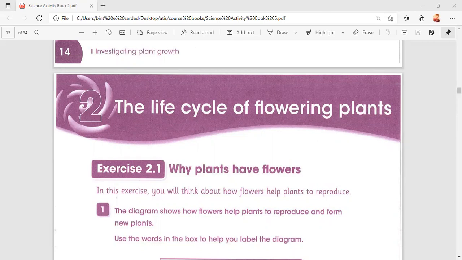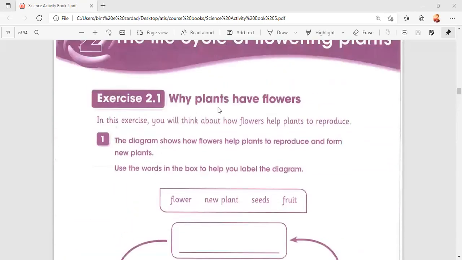The life cycle of flowering plants. Why do plants have flowers? What's the reason? Flowers come in different sizes, colors and shapes: bigger, smaller, colorful, colorless, with smell, without smell. But all of these flowers do the same important job. In this exercise, you will think about how flowers help plants to reproduce. So what is the job? Plants to reproduce. This is the job for the flower.